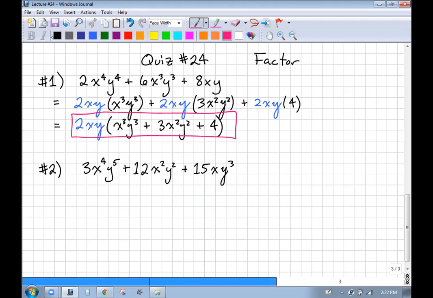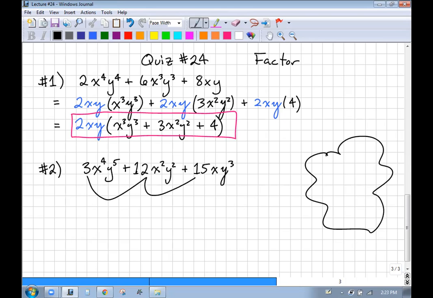So let's look at number 3 here. We'll put our thought bubble over here. We're going to find our GCF, right? So the biggest number I can get out of these numbers is 3. They're all divisible by 3. So I'm going to have a 3 here.